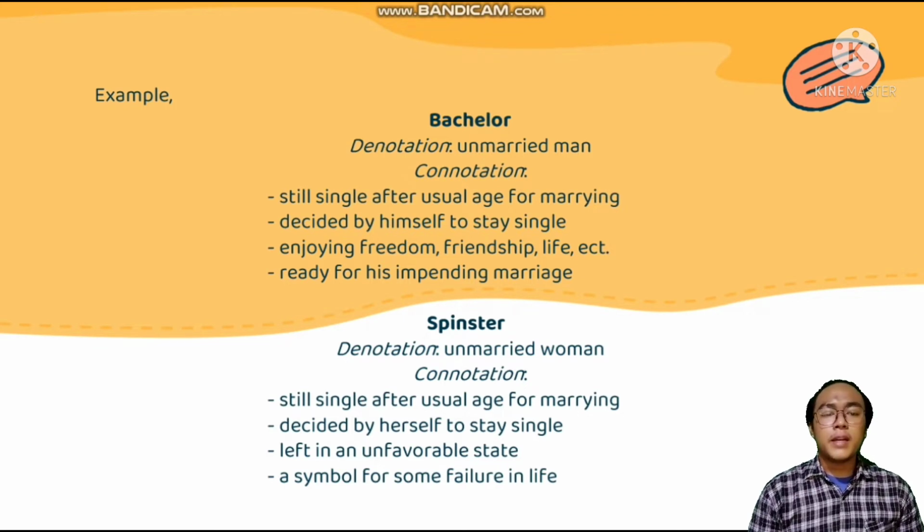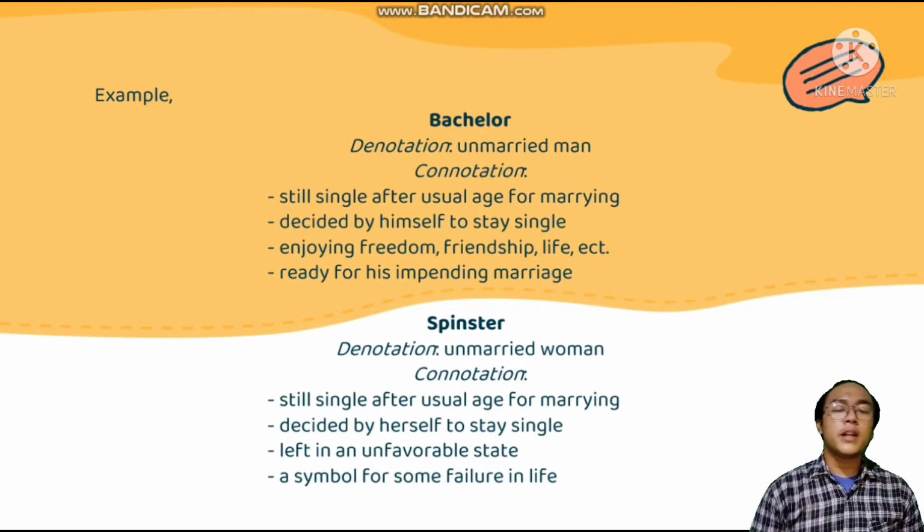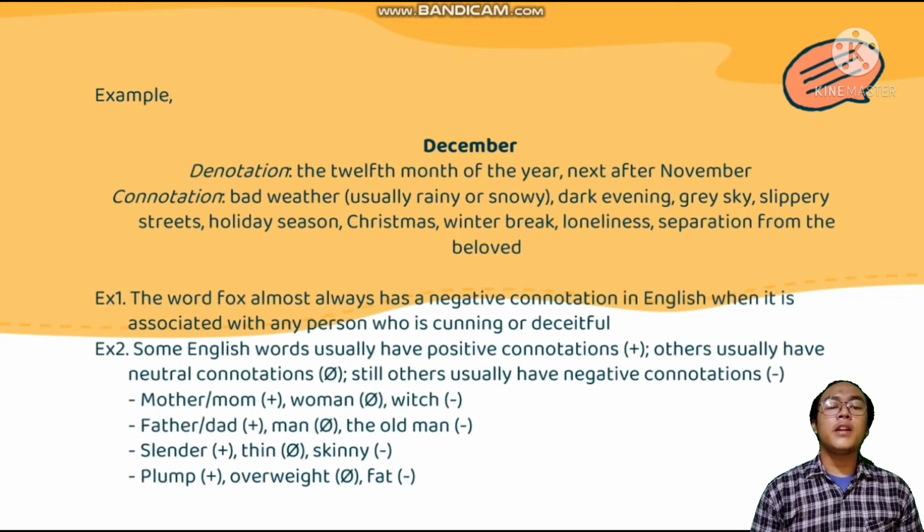Jadi itu ya, ada perbedaan di denotasi dan konotasi. Yang selanjutnya ada spinster. In denotation is unmarried woman. In connotation is still single after usual age for marrying, decided by herself to stay single, left in an unfavorable state. And the last one is a symbol for some failure in life.